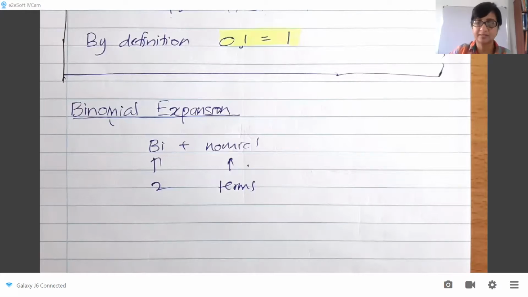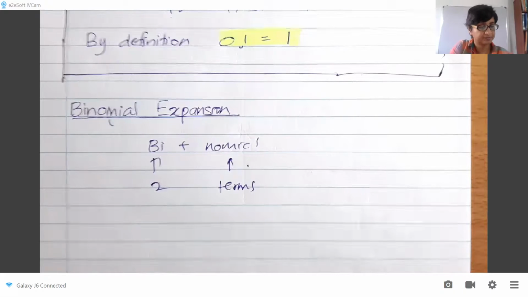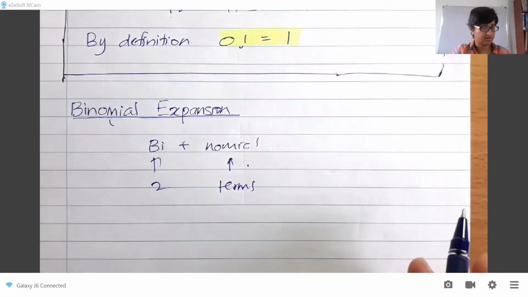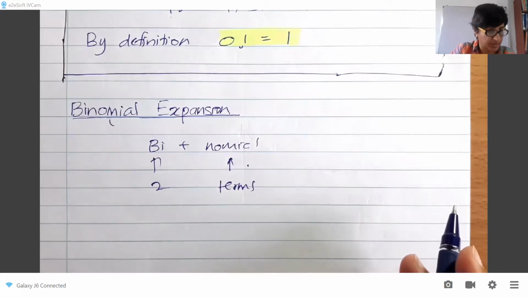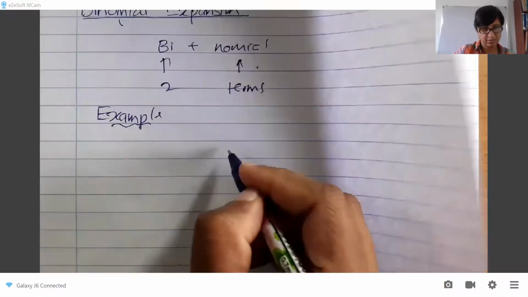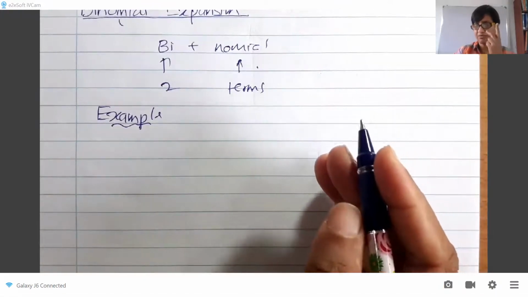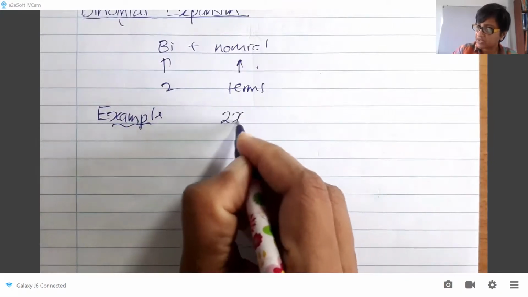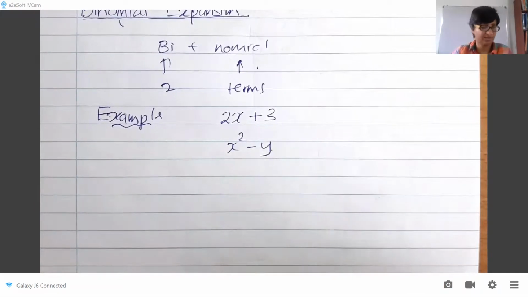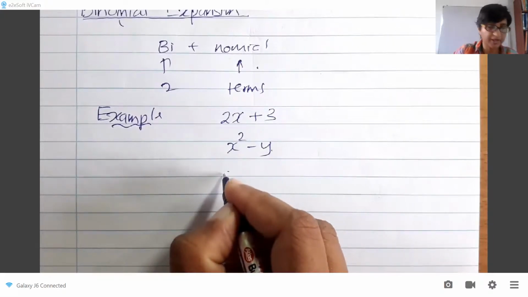A binomial is an algebraic expression of two terms. Two terms, write in red. A binomial is an algebraic expression of two terms. Example, I will write 3 examples. I want you to add one of your own. 2x plus 3 is a binomial. x squared minus y is a binomial. Two terms, that's it, two terms, right? Can you add one of your own?